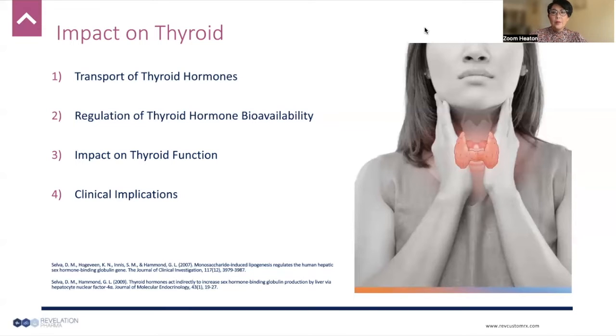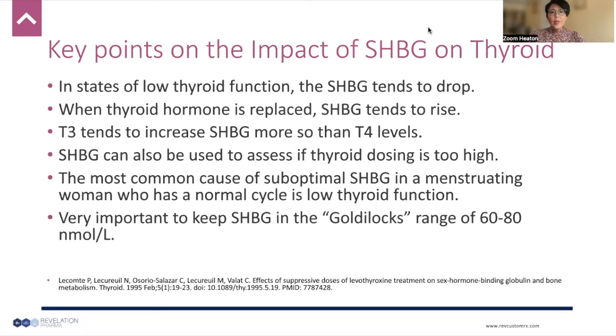Dysregulation of SHBG levels and its interactions with thyroid hormones have been implicated in thyroid disorders like hypo and hyperthyroidism, and monitoring SHBG levels alongside thyroid hormone measurements can provide insights into the hormonal dynamics and help assess thyroid function comprehensively. Now let's look at some key points on the impact of SHBG on thyroid.